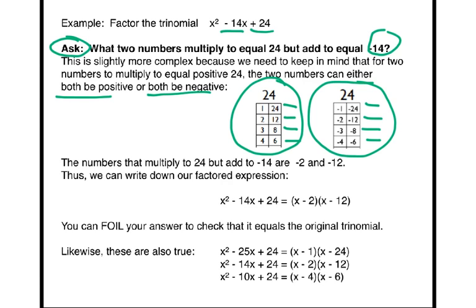So the numbers that multiply to equal 24 but add to make negative 14 are negative 2 and negative 12.